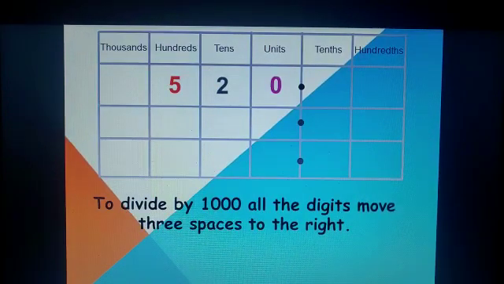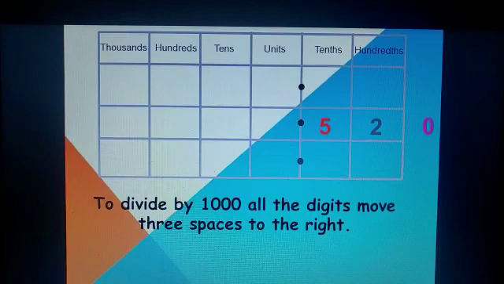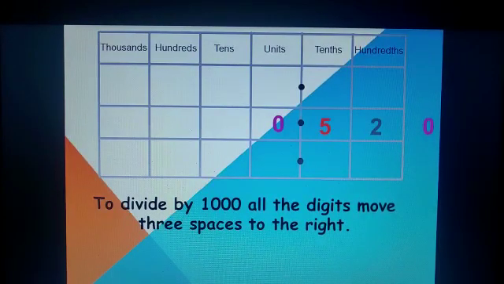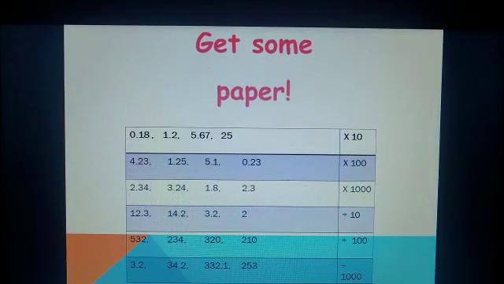Let's try another one. What is 520 divided by 1,000? Again, I'm going to move my digits 3 spaces to the right. My 0 is actually going into the thousandths column, but it's not on my place value board. My 2 tens to my hundredths, and my 5 hundreds to my tenths, and I add a 0 in my units column. Again, the 0 on the end has no impact to my answer, so the answer is 0.52. Have a little go yourself, guys.